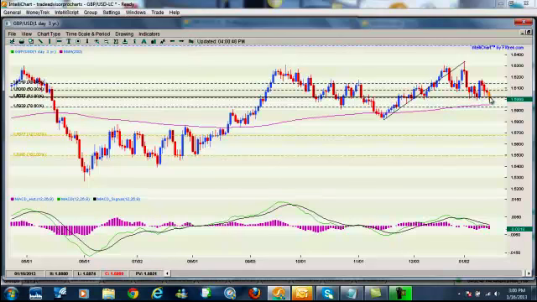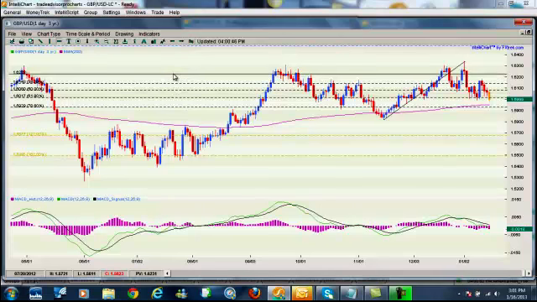Okay, so I'm going to say that this level here, which is 60.17, is a pretty solid support level. So I think the base that we have here of 6 is solid.